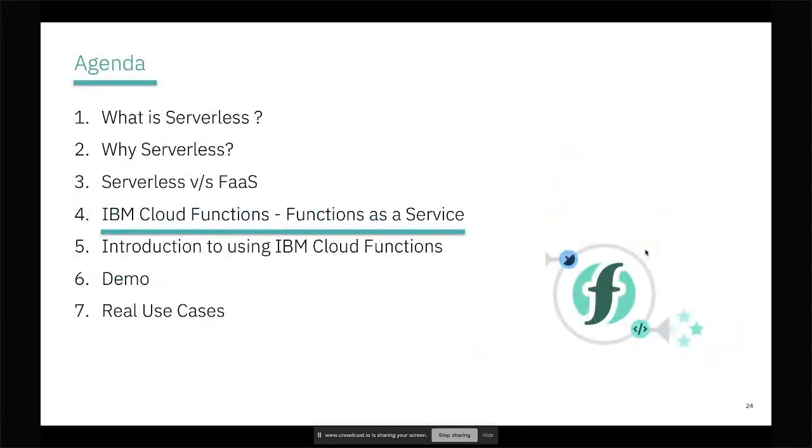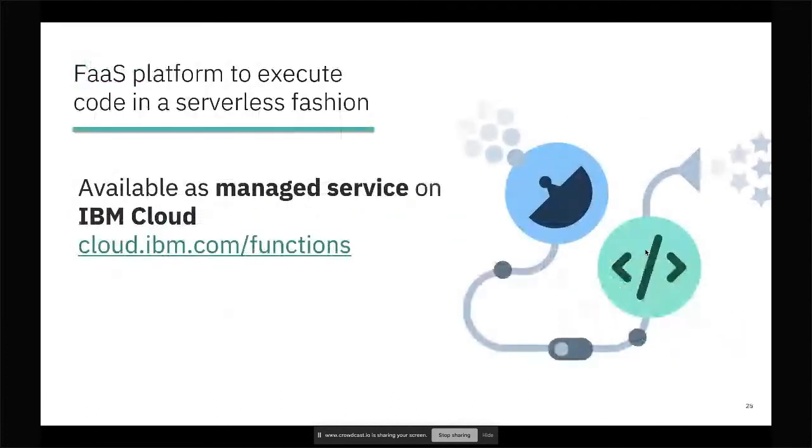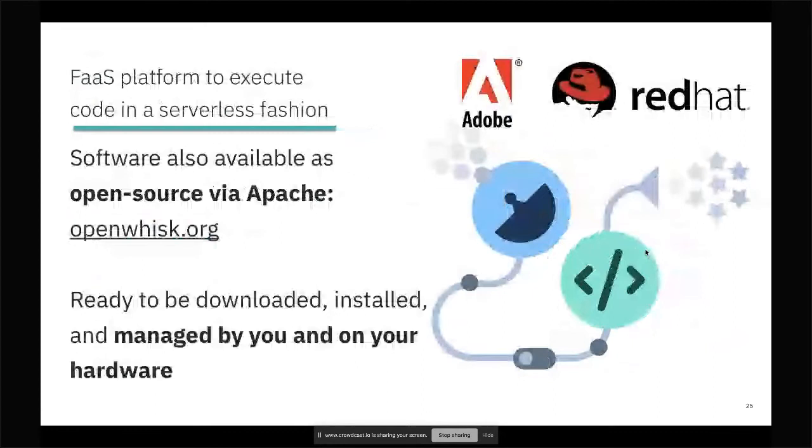So what is IBM Cloud Functions doing? The FaaS platform to execute code in a serverless fashion on IBM Cloud is a managed service called IBM Cloud Functions, which I'm going to show today. This is based on the open source project from Apache called OpenWhisk. And OpenWhisk can be downloaded and installed on any of your machines. You could also do it on your laptop, on any hardware, anything that you manage. So it's readily available.